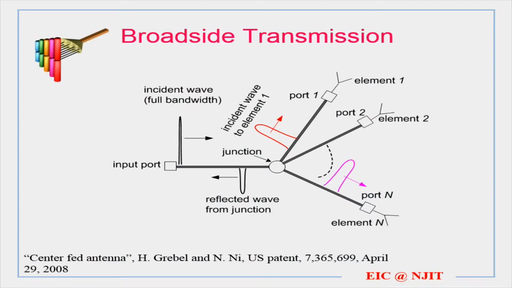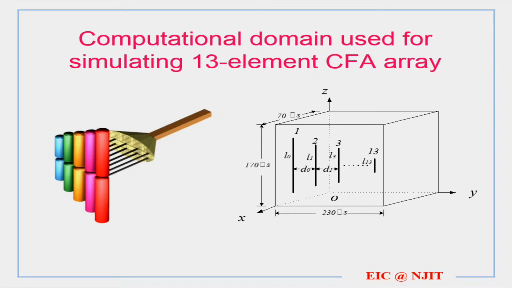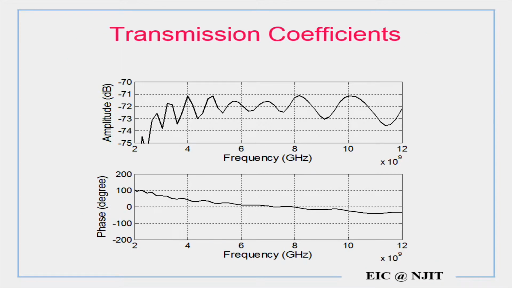Here is what it is. Each frequency is transmitted through its own element, and they all have the same phase, and when you combine them, they become a short pulse. So we did a simulation, 13 elements. This is how it looks. You feed the pulse through the transmission line. Each element, in this case a dipole, transmits its own frequency band. And when you combine them together, this is the simulation.